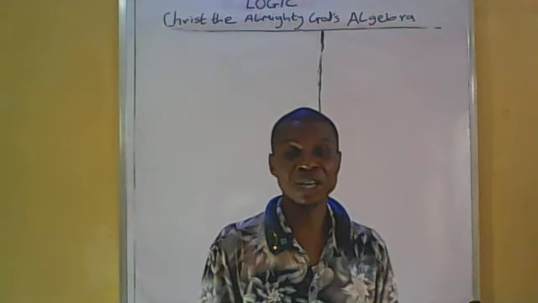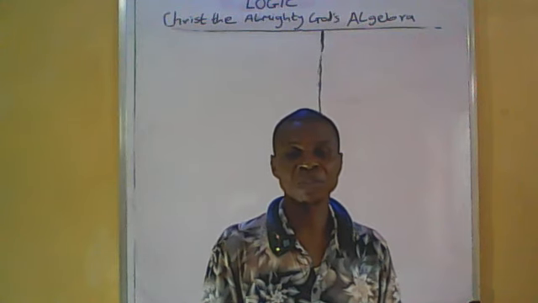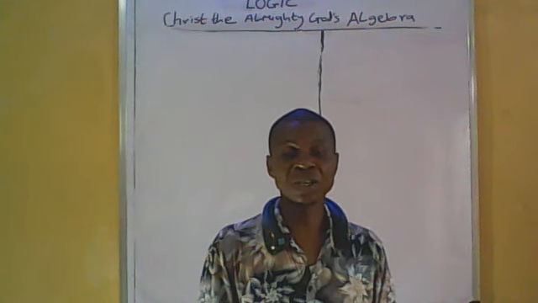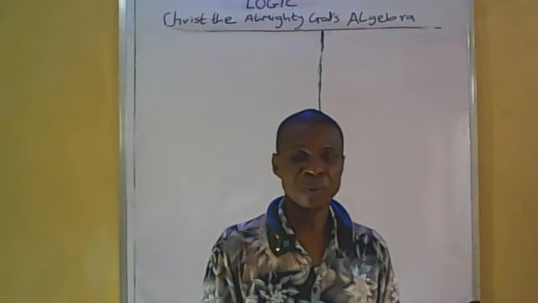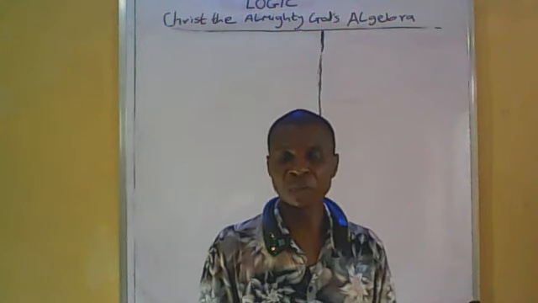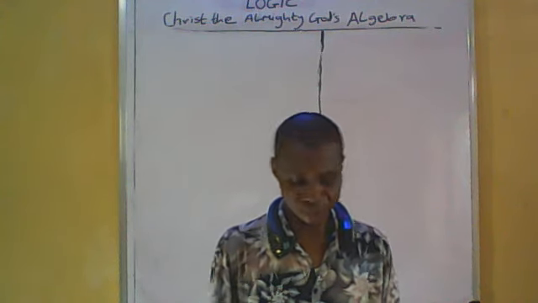We are still under logic, Boolean algebra. Last tutorial we treated De Morgan's law by conjunctive statement. In this tutorial, we're going to treat De Morgan's law by disjunctive statement. Let us start.